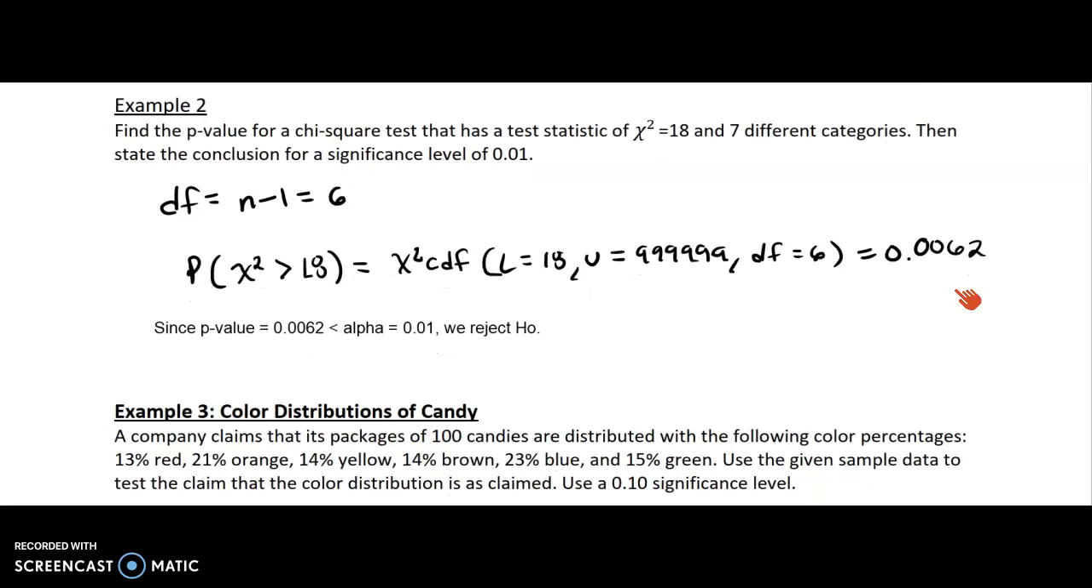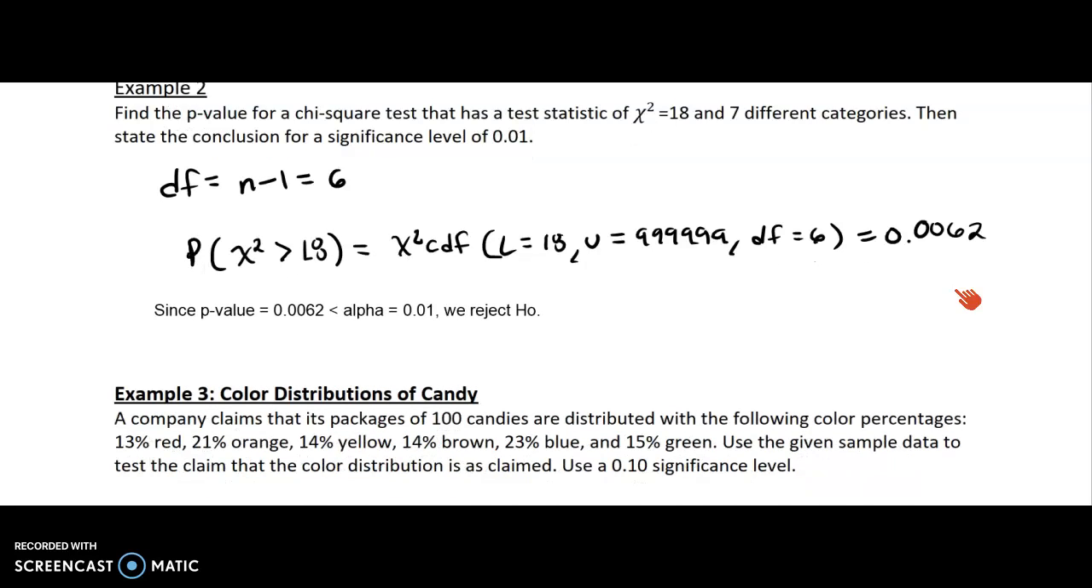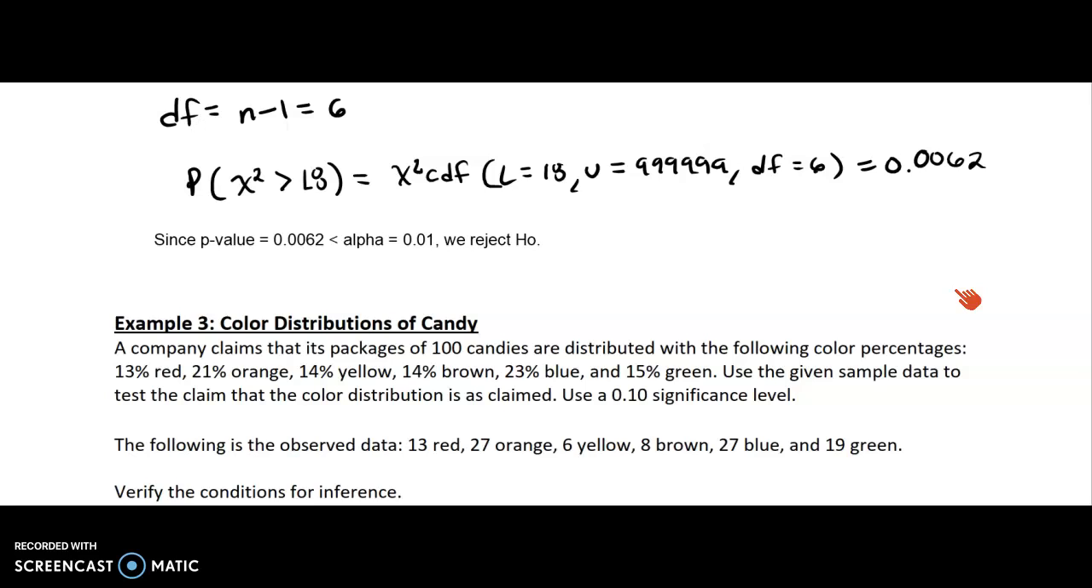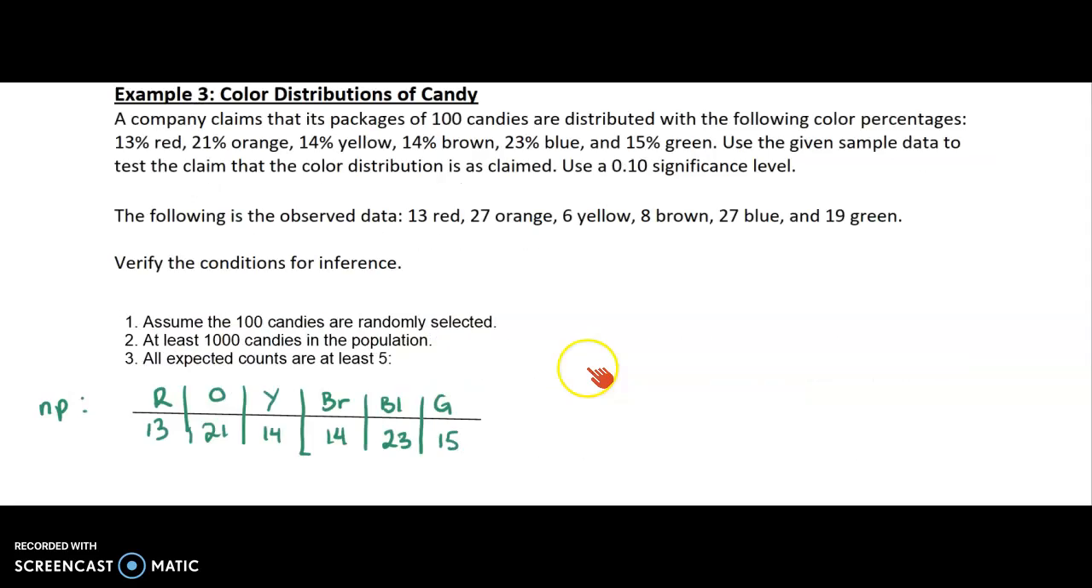Now, what I need you all to try out is here in example 3, we're going to be looking at the color distribution of candy. So this is one where it's not uniformly distributed, but instead, to find the expectation, you're just going to take each claim and multiply it by the sample size. So go ahead and pause the video and try verifying the conditions for inference for yourself, and then we'll finish the rest of the problem together. So give yourself about 3 minutes to do so.